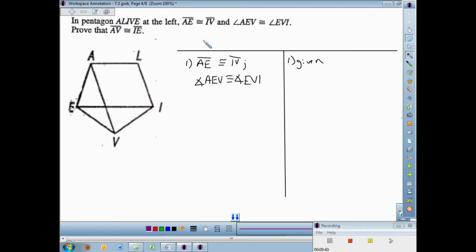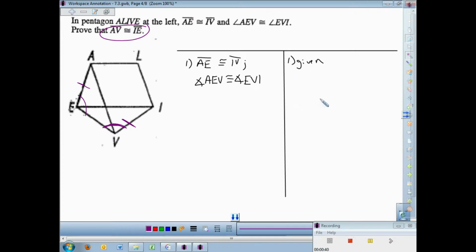Let's write down all the given and mark it. They say segment AE is congruent to segment IV. Angle AEV, that's from A to E to V. This whole angle right here, angle AEV, let me just put a single arc mark in it. Angle AEV is congruent to angle EVI. EVI, that's this whole angle right here. Prove that these two guys are congruent. So I got all that given.